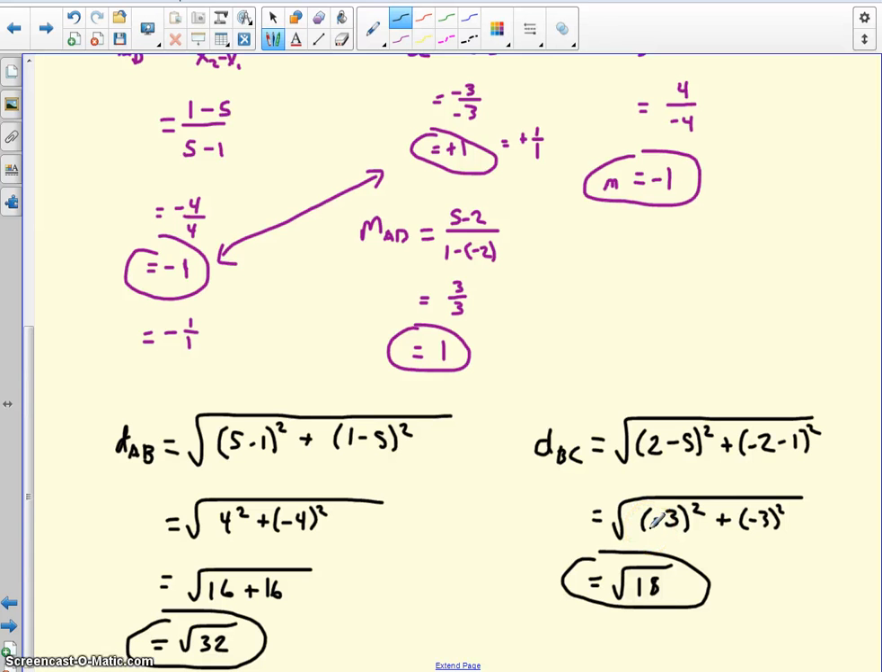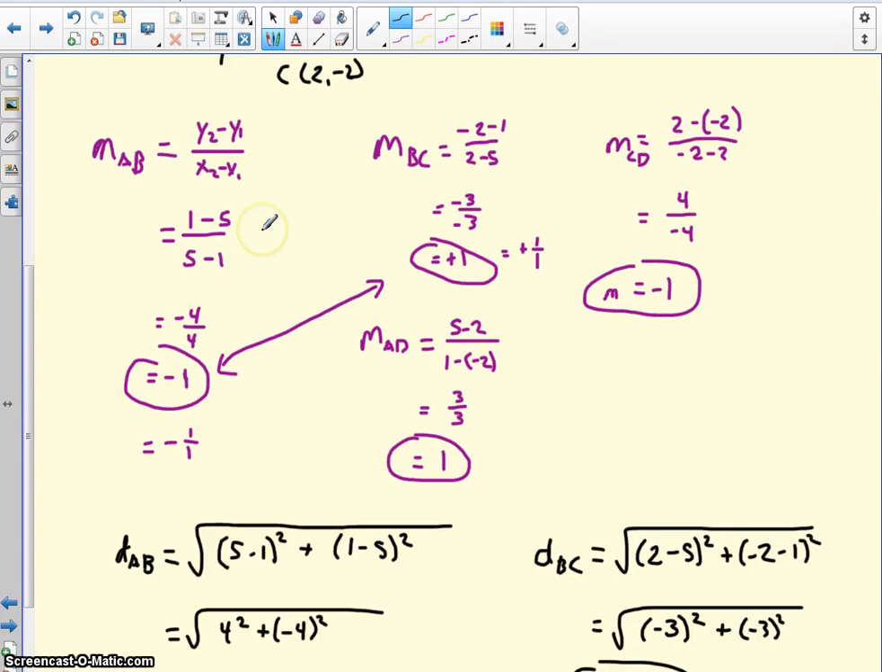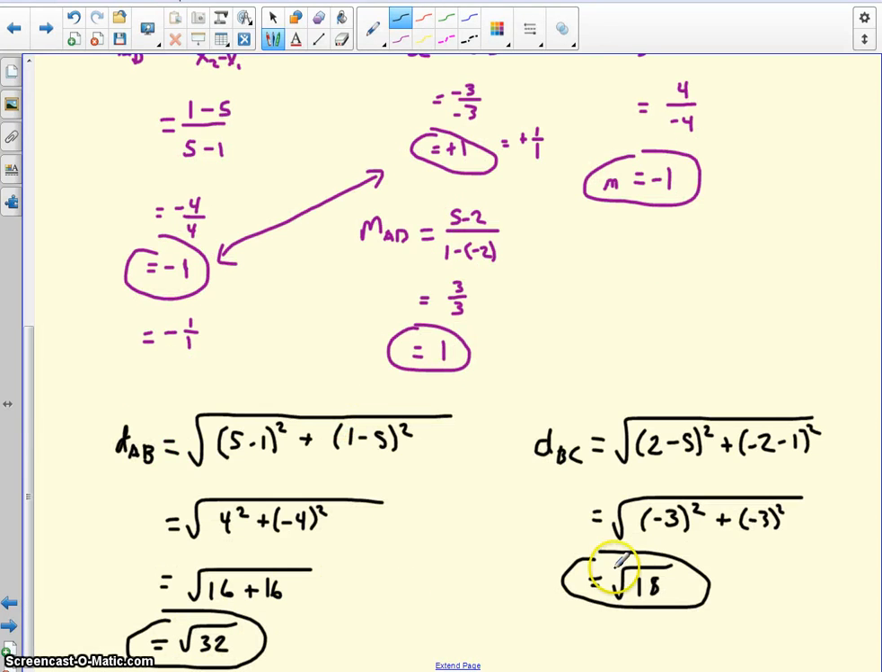Okay, so it's not necessary here because I already knew I had a rectangle from the fact that all my slopes were either so opposite sides are parallel to each other, adjacent sides are perpendicular to each other. So that told me I had a rectangle, and by showing that the sides are not all equal to each other, I now know I have a rectangle instead of a square. Okay, so that's how these work.